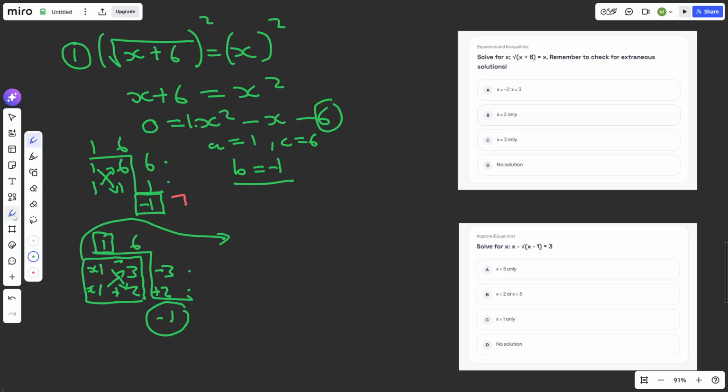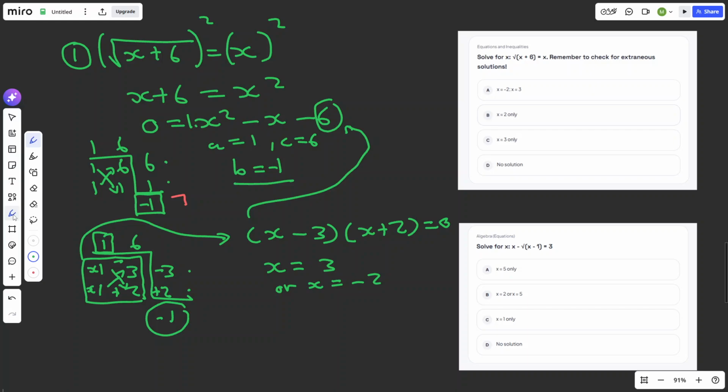So now, what do we have here? We'll have x minus 3, okay? And then x plus 2. But then we equate it to 0. Okay, so this is basically from here. So now we can find our solutions, right? X is equal to +3 or x is equal to -2.